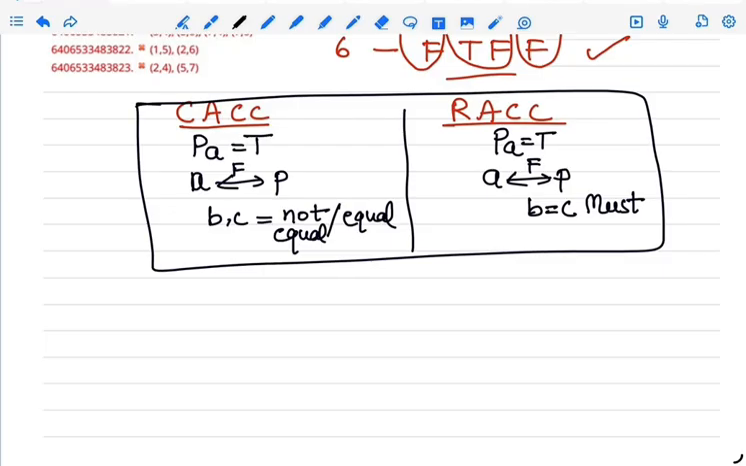Follow this table. You can solve every question, friends.